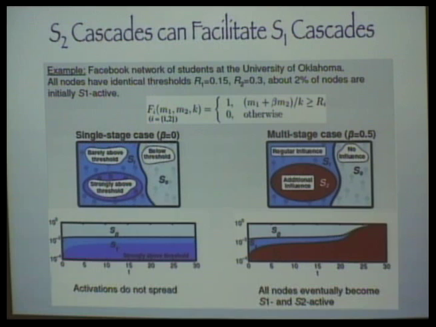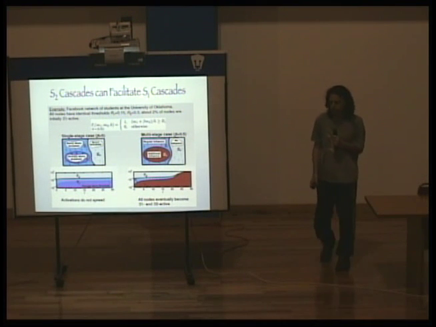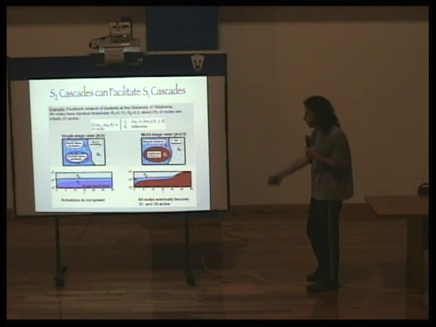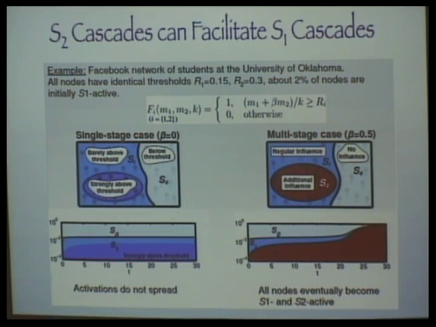So the horizontal axis is time. The vertical axis is the fraction of people in state one in the network. And we're keeping track of what state people are in. Remember, this purple is strongly above threshold. We're pretending they're strongly above threshold, which in this case would mean larger than 0.3. But on the left, we're not giving them bonus influence, and on the right, we are.